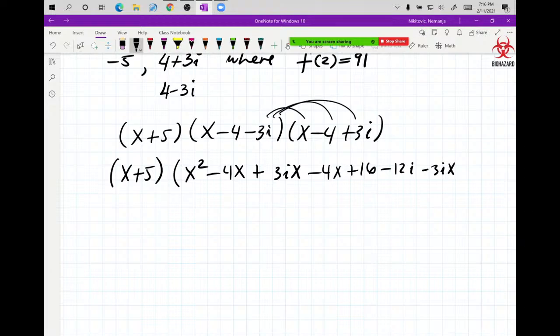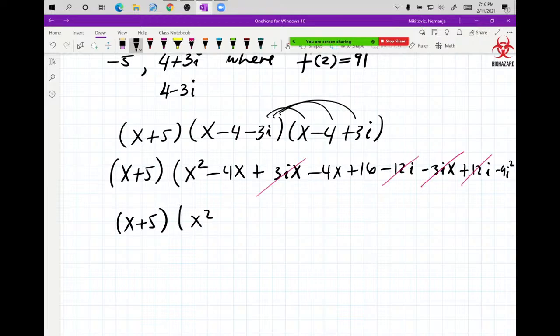-3ix, +12i, and -9i squared. Fits. x plus 5. So now, look at the i terms. That's why they're complex conjugates. They cancel. You see them? And the only stuff that is left is real.